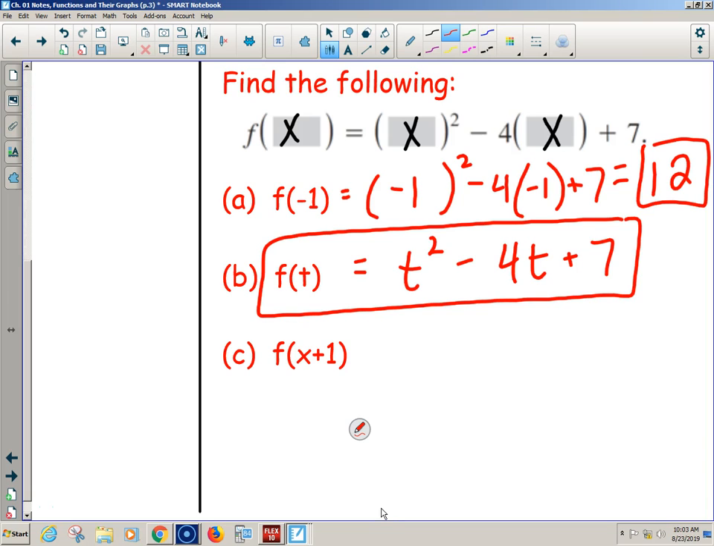Okay, I got this. I can do negative 2 minus 4 negative 2. I'm just kidding. Oh my god.